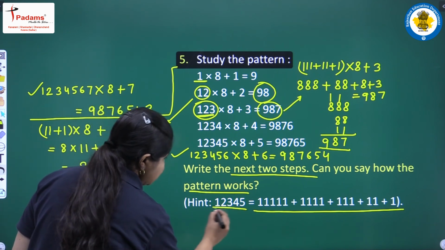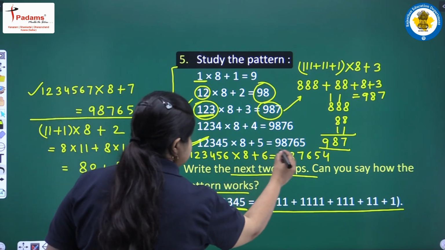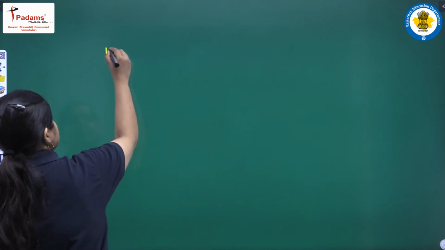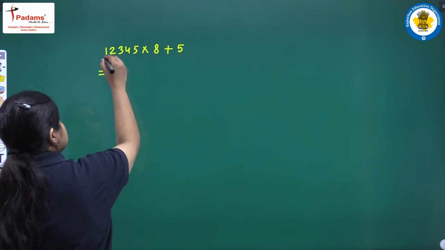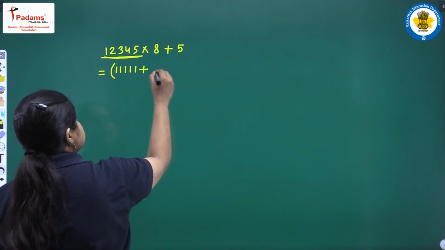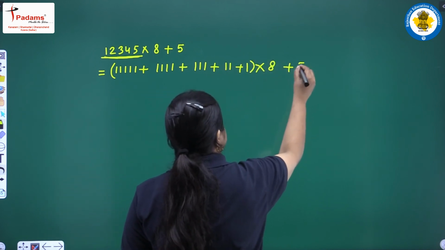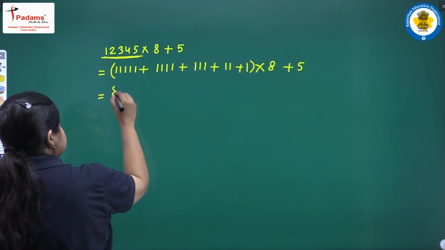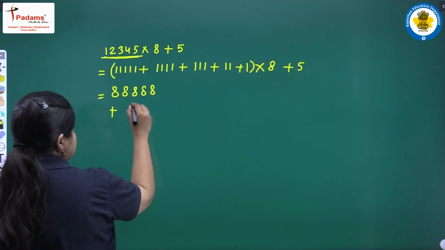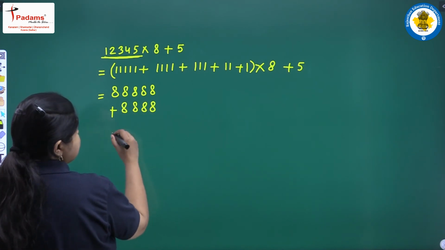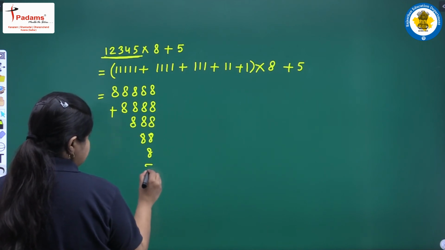We take up this one also, 1, 2, 3, 4, 5 into 8, this one which is given in the hint part, and then we will see whether we get this answer or not. So we take up as 1, 2, 3, 4, 5 into 8 plus 5. We will break this number 1, 1, 1, 1, 1 plus 1, 1, 1, 1, 111, 11 and 1, multiply by 8 and then add 5. You will get on distributing this 8 to all these numbers. I am straight away writing in the top to bottom order so that our time is saved and we get the answer quickly without any error.